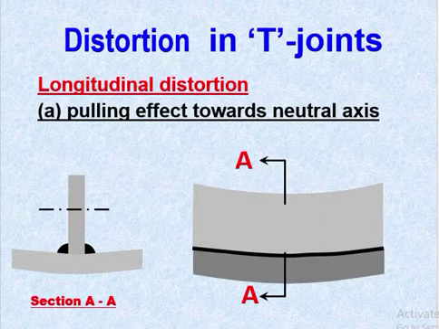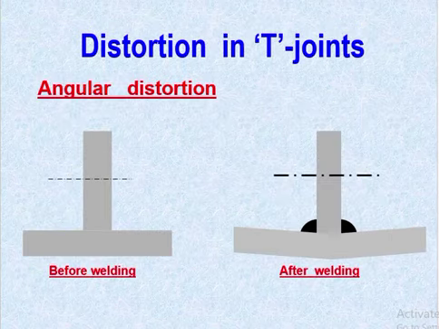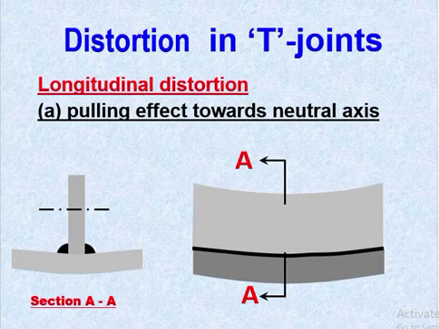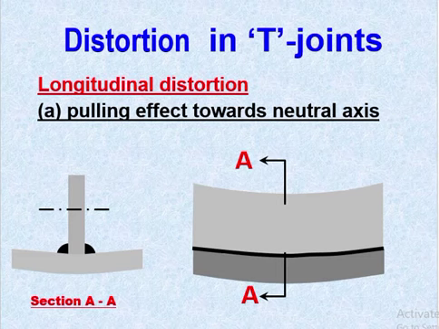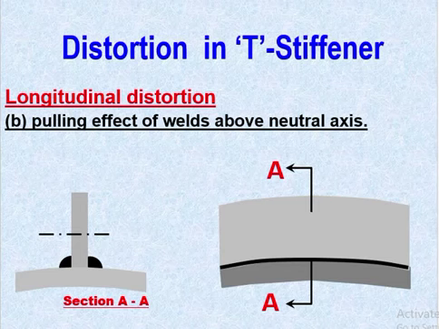Distortion of T joint is a longitudinal reduction, and this is for angular distortion. This is a longitudinal distortion, a pulling effect towards the neutral axis. So it is the two sides fillet weld. This is called the pulling effect towards the neutral axis. This is longitudinal distortion. Distortion of T stiffener: longitudinal distortion is in the T stiffener. Pulling effect of the weld above the neutral axis, so the longitudinal reduction will come.